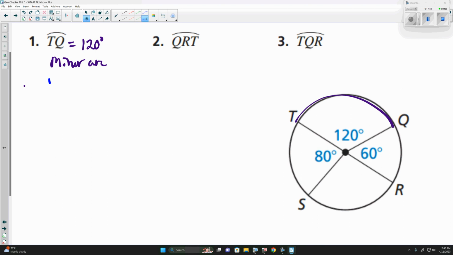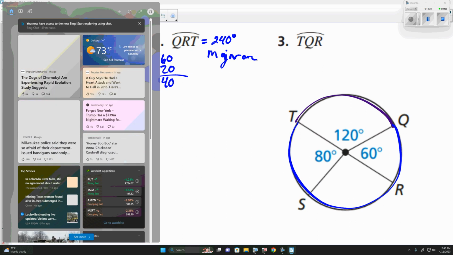Next one, QRT. Well, that's everything except for 120. Exactly. So 360 minus 120 is. This would be a major arc, yes? Major arc because it's greater than 180. It is not minor.